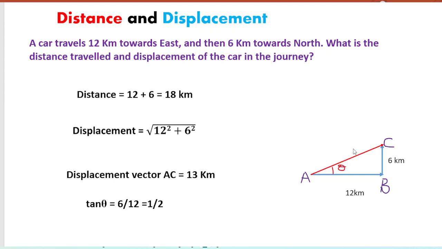So it is the square root of 12 square plus 6 square according to the Pythagoras rule, and the magnitude of this displacement vector is about 13 km. The direction of this vector will be theta, and tan theta can be calculated by perpendicular divided by base, 6 by 12. So tan theta equal to 1 by 2, and so we can find theta.